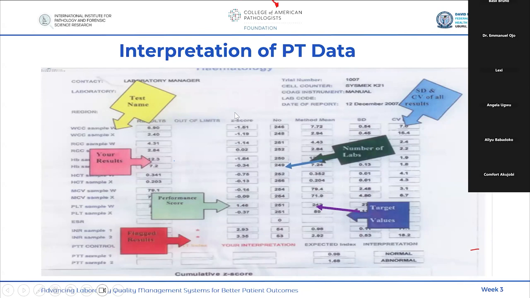The Z-score is often calculated to know where on the chart, which SD limits, the lab falls. When there is failure, it is flagged. The number of labs participating in that PT will also be documented. The target value, which is the method mean, which I said could be obtained through a reference method or through a consensus method. Then the SD and CV. So this is an example of a PT report from a PT provider.